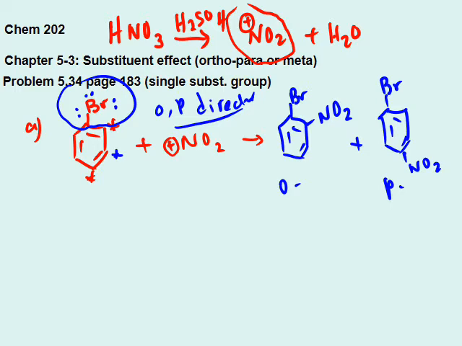Now we can generalize this. Any atom coming from a group of atoms, if it has any unshared electron pair and it is directly bonded to the benzene ring, then it would be an ortho-para director. I can give you several other examples, and right now let's go over the next problem.